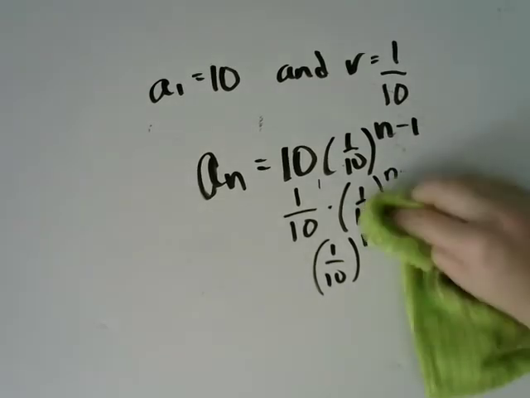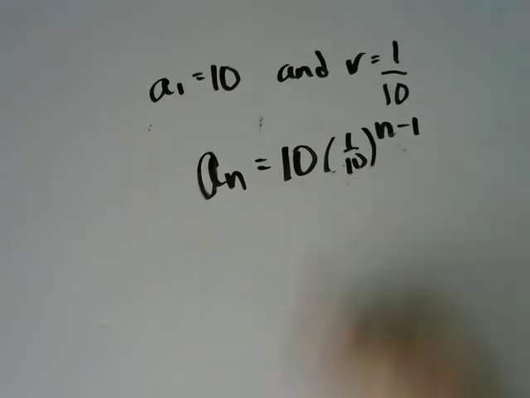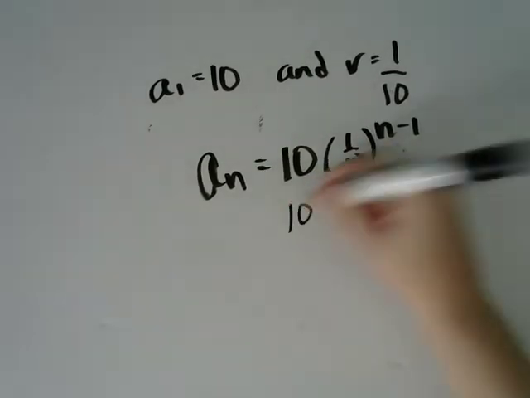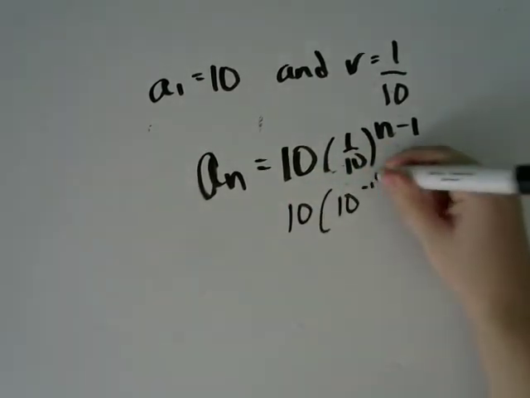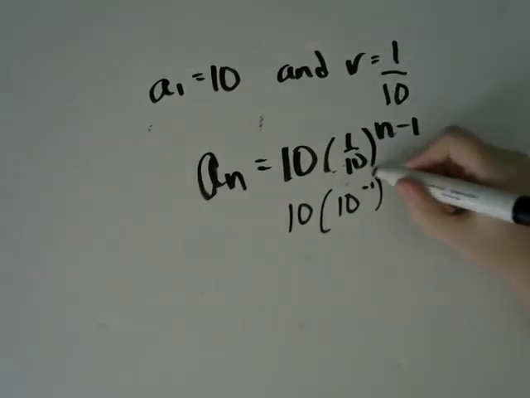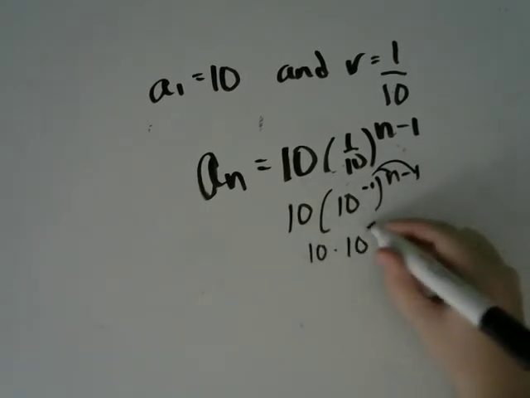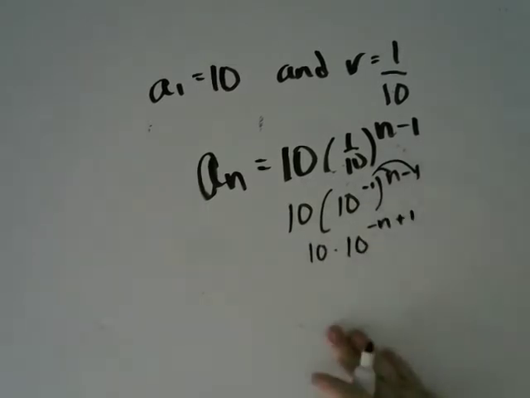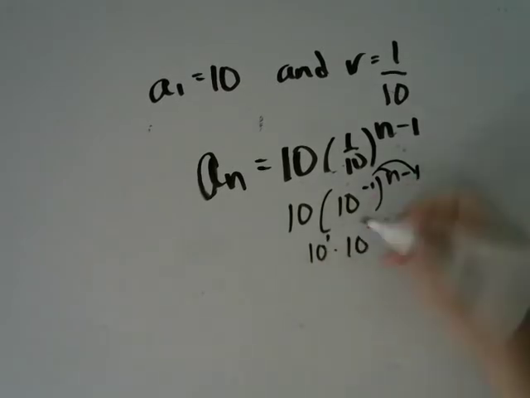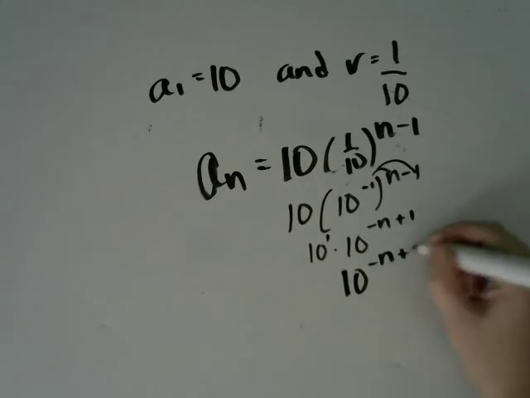Simplifying in the other direction, instead of turning the 10 into the 1/10, what if we turn the 1/10 into a 10? We get 10 times 10 to the negative 1 to the n minus 1. Using the power rule, we know we can multiply these exponents. We get 10 times 10 to the negative n plus 1. With the product rule, we add the exponents, and we find that this equation can also be 10 to the negative n plus 2 power.